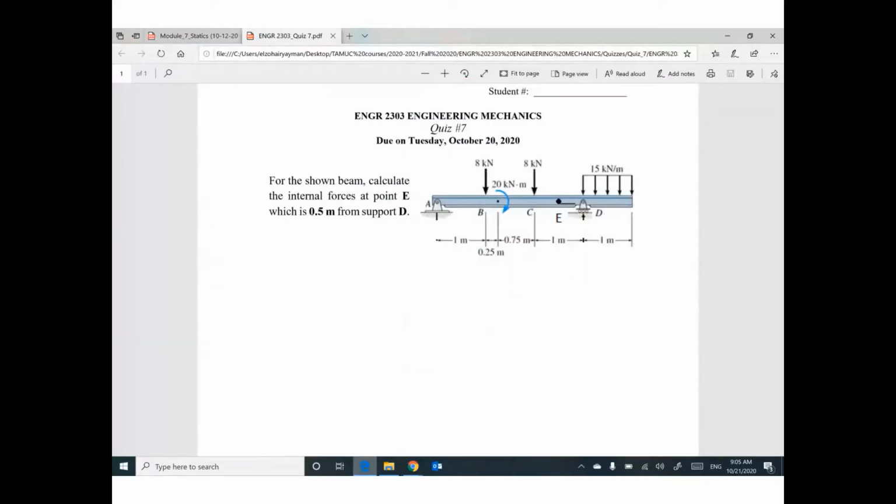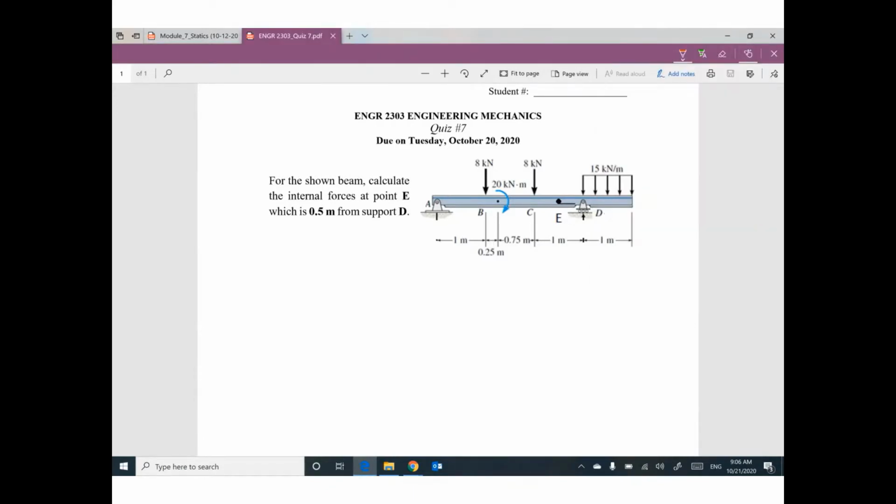Just a reminder, guys, for quiz number 7, the only issue in this problem is how to calculate reactions. Until this moment, I still find students cannot calculate reactions. Doesn't make sense to me.